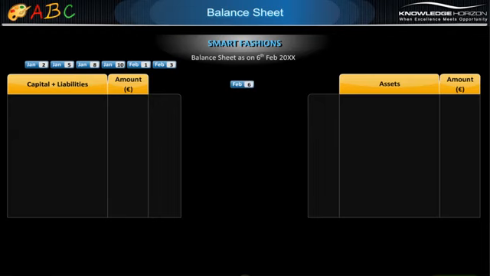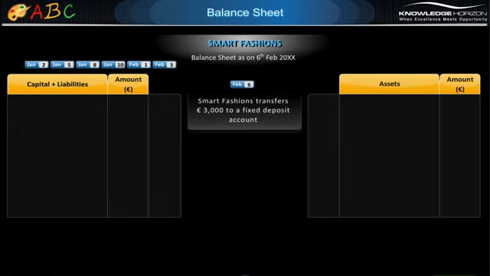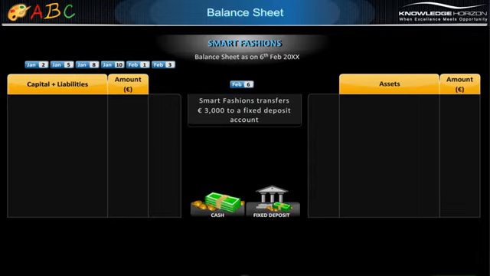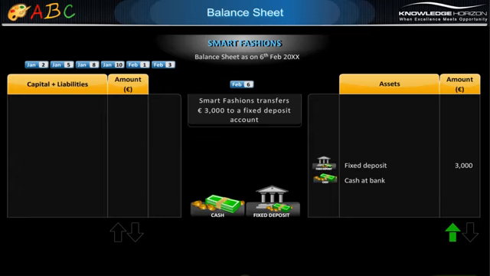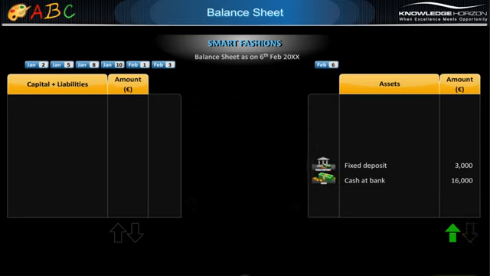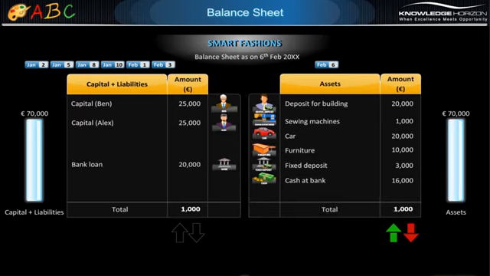On 6 February, Smart Fashions transfers €3,000 to a fixed deposit account. A new type of asset, fixed deposit, is created, which increases the total assets. However, the cash at the bank reduces by €3,000, which decreases the total assets. Both sides of the balance sheet still total €70,000.